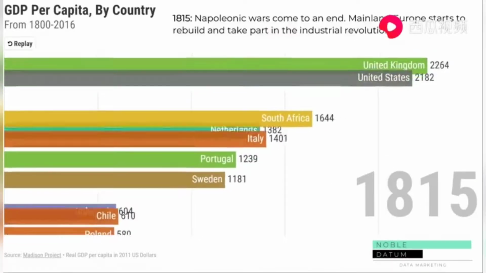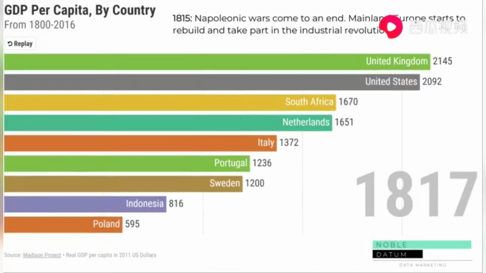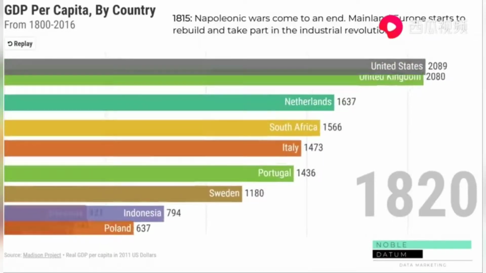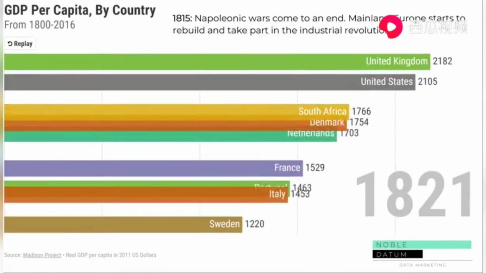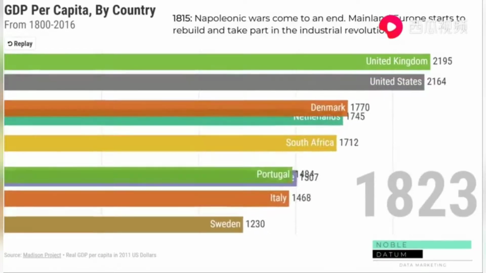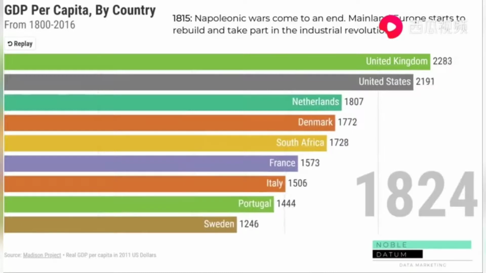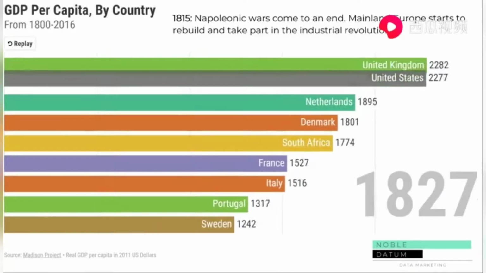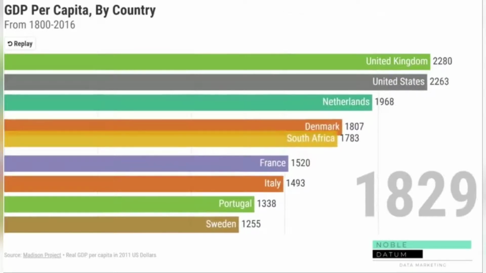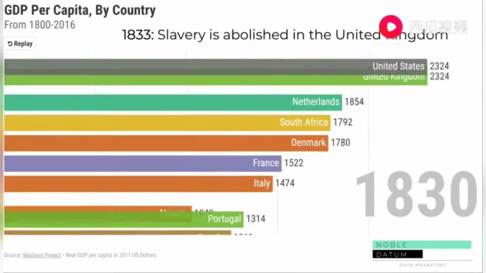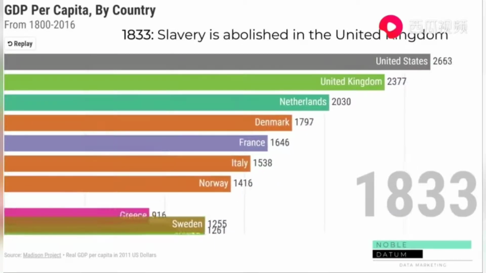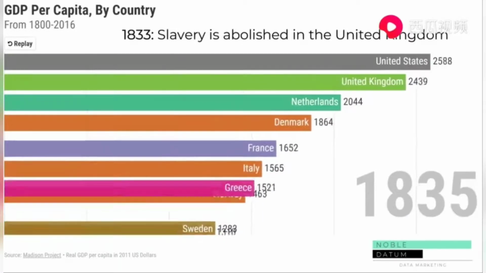day. In 1815, the Napoleonic Wars come to an end. Mainland Europe starts to rebuild and take part in the Industrial Revolution. In 1833, slavery is finally abolished in the United Kingdom.